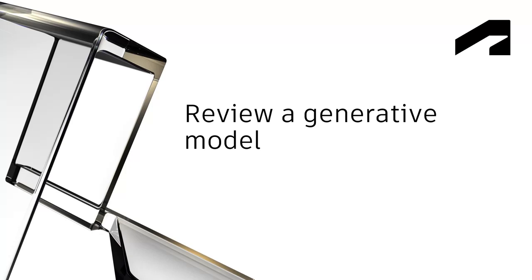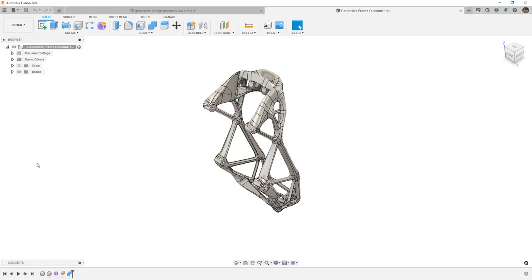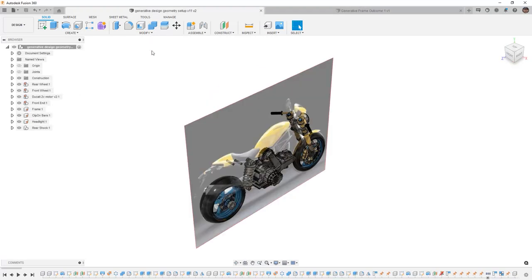Review a generative model. In this video, we'll explore a 3D model and we'll create a distributed design. In Fusion 360, we want to get started by uploading the supplied dataset, generative frame outcome 1, and also make sure that we have our generative design geometry setup open.